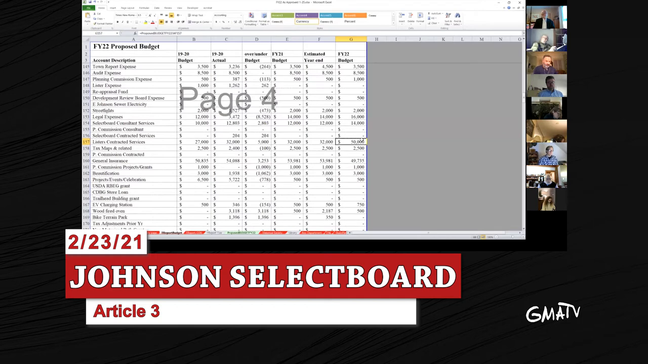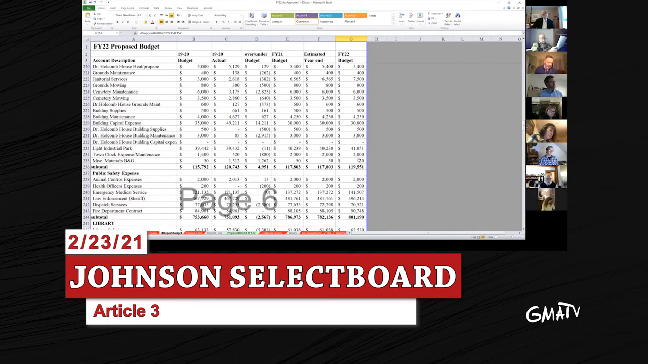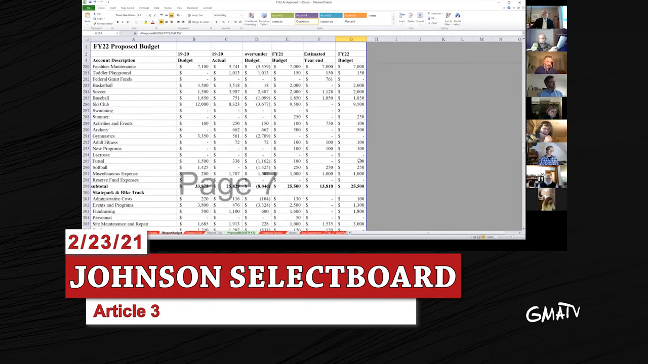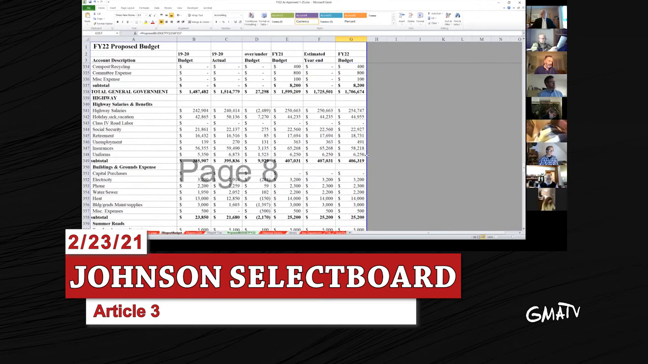A lot of the rest of the budget for a while is just some tweaking, small amounts up or down, and some of the other inputs from other boards and commissions into our budget. Basically, if we move all the way down into the highway budget is where we really have the first thing of any notable amount that I wanted to at least highlight. And that would be line 382.